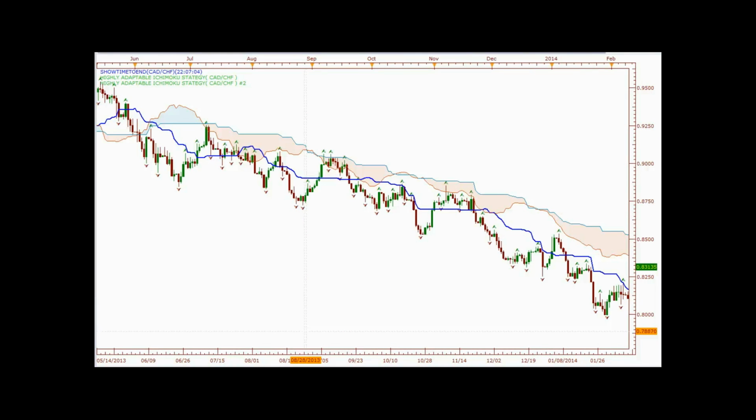All right, so now we're at the CAD Swiss franc, and we're moving backwards a little because I want to take this back and show you guys something. Then we're going to go to lower time frames. I'm going to show you another thing.